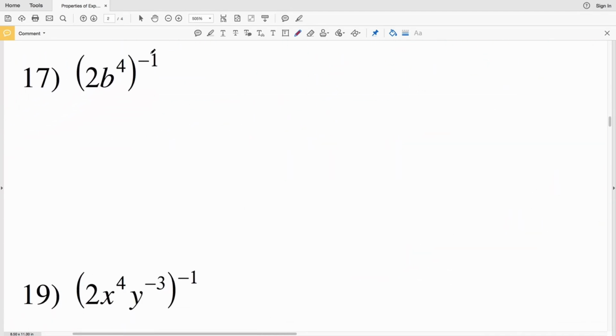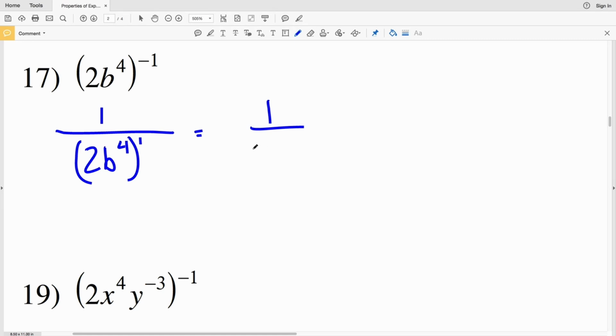In number 17, same thing. I'm raising this to the negative 1, so that's the same as writing 1 over 2b to the 4th to the positive 1, which is 1 over 2b to the 4th. Since when I distribute that 1 in the exponent, I'll have 2 to the 1st, which is 2, and then b to the 4 times 1, which is b to the 4th.